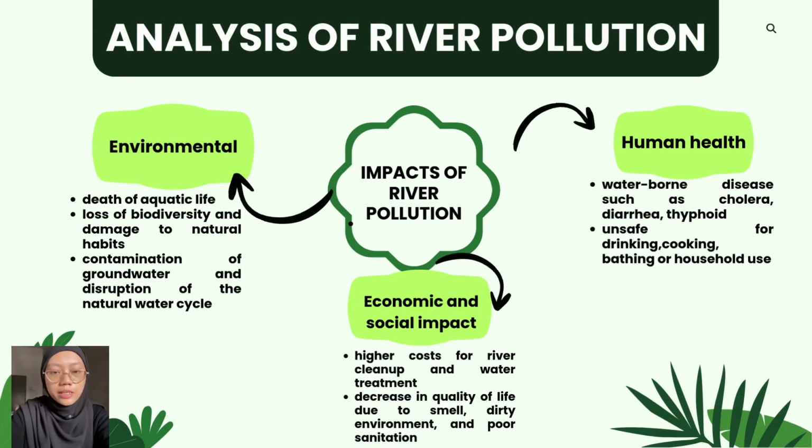Next, I will explain the impact of river pollution based on three main aspects, which are environmental, human health, and socio-economic impact. First, river pollution has serious environmental consequences. When the river becomes polluted, it can lead to the death of aquatic life such as fish, plants, and organisms that depend on clean water to survive. It also causes a loss of biodiversity because some species cannot adapt to the polluted water. This damages natural habitat and disrupts the overall ecosystem.